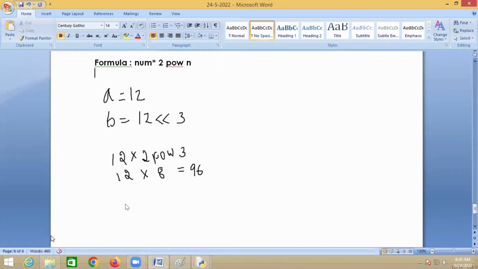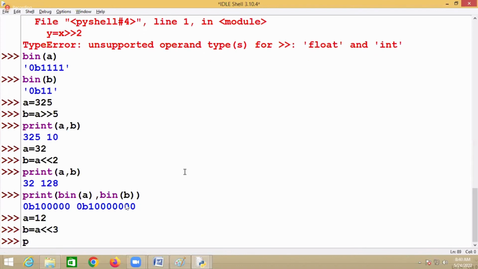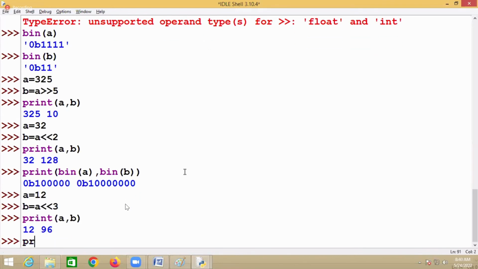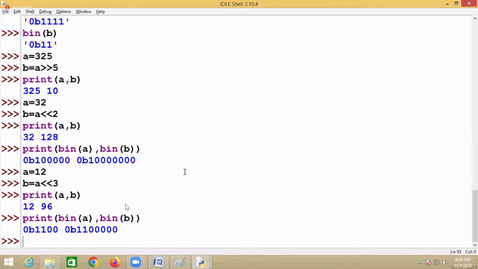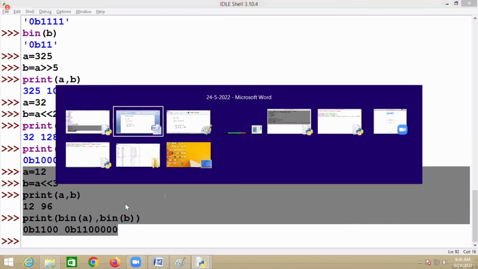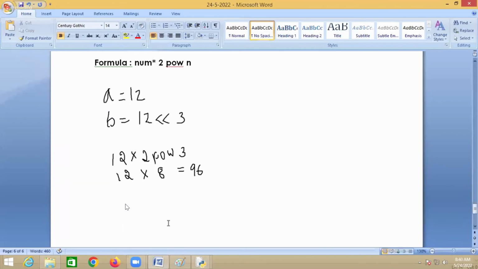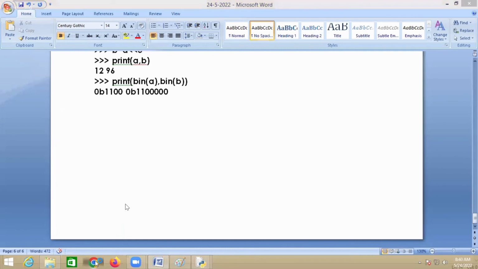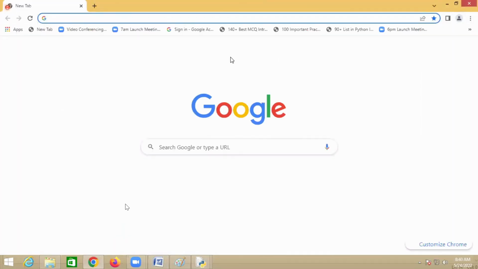A value is 12 and A left shift 3, and print the A value and B value, and print the binary of A value and binary of B value. 1100, 1100000. How many bits are added here? 3 bits. So this is how the value gets incremented. You can practice these bitwise operators from here.